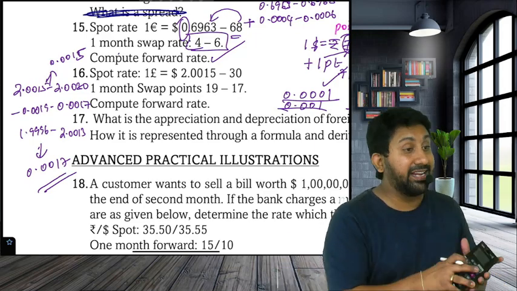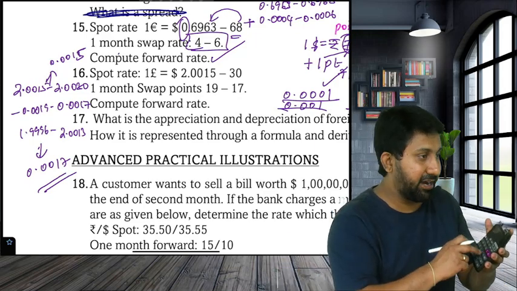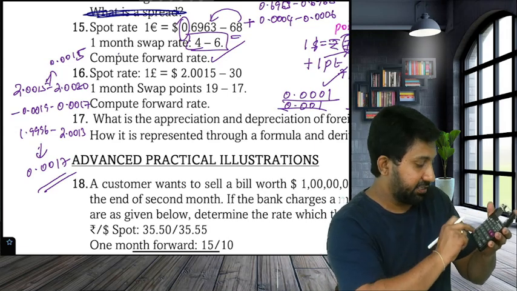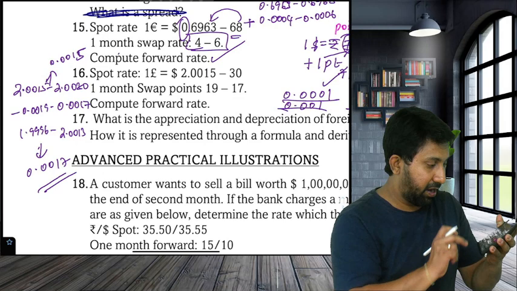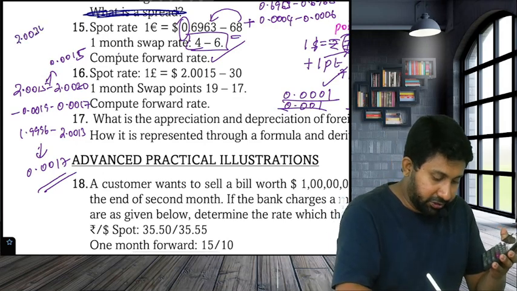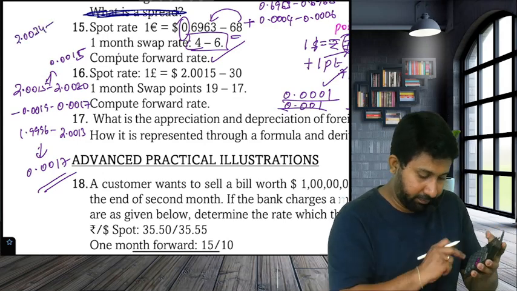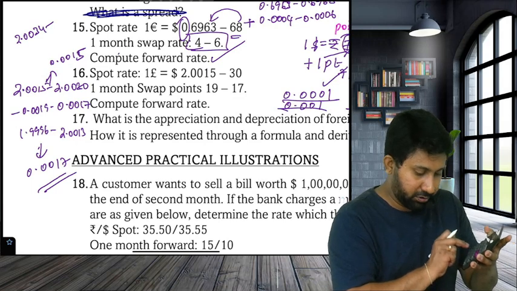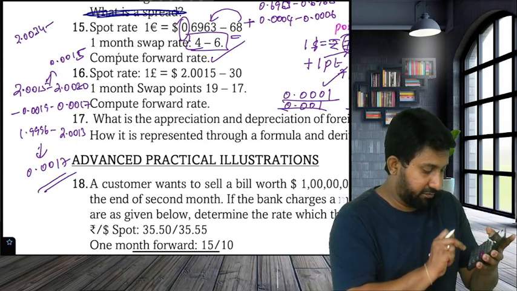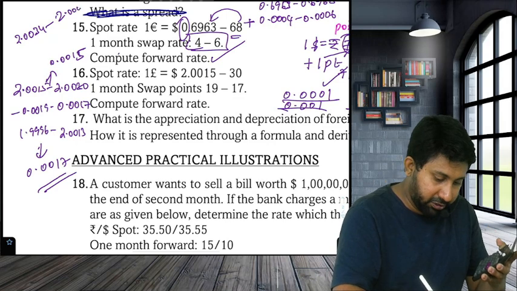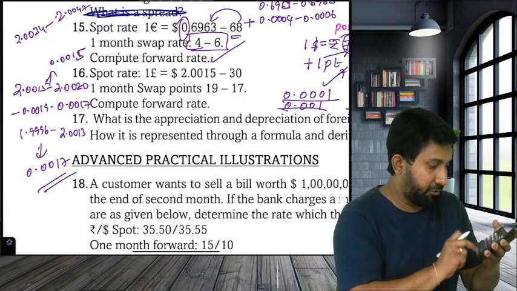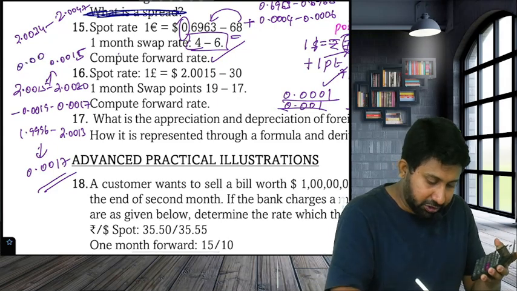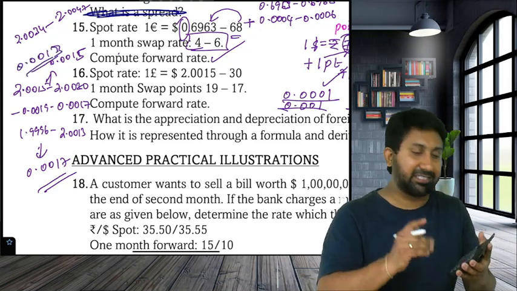If you do addition here in this case, what will happen? Let us see. If you do addition, 2.0015 plus 0.0019, it becomes 2.0034. Dash, 2.003 plus 0.0017, it becomes 2.0047. So 2.0047 minus 2.0034 will be 0.0013. Forward spread is lesser than spot spread.